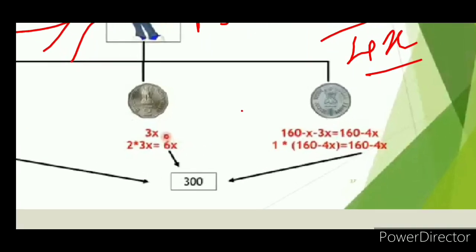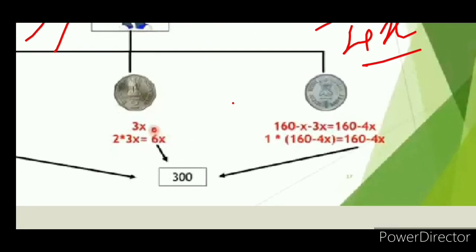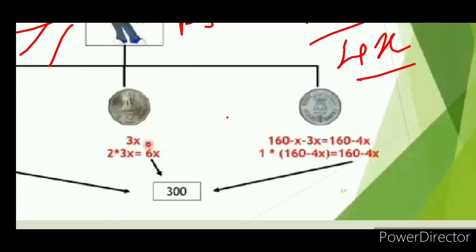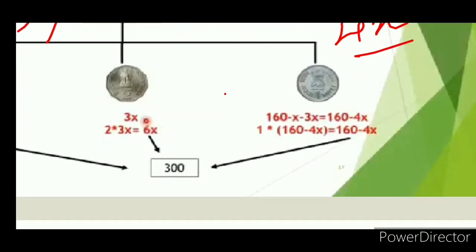Next, 1 rupee. As we calculated, 160 minus 4x, right? 160 minus 1x minus 3x. I have calculated the total here, 4x. Directly I subtracted from 160. Yeah, that 160 minus 4x is the number of 1 rupee coins. That 1 into 160 minus 4x gives again 160 minus 4x.